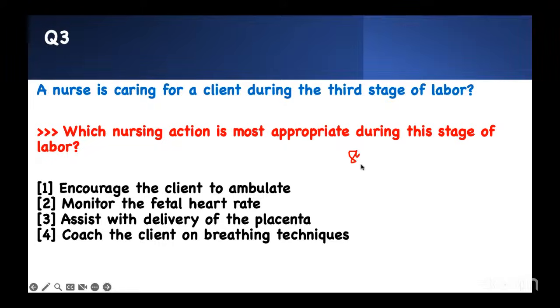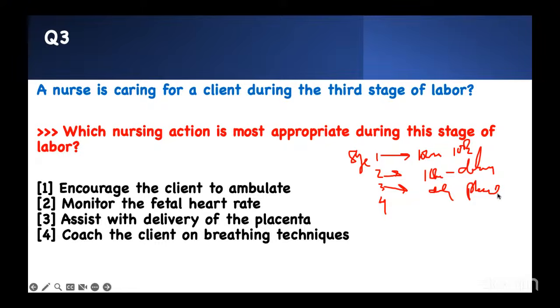We have stage one, two, three, four. What happened in stage one? You're dilating up to 10 centimeters and getting 100% effaced to get yourself into stage two, where you do what? 10 centimeters dilated and delivery of the baby. Stage three is the delivery of the baby to the placenta. And then stage four is recovery.